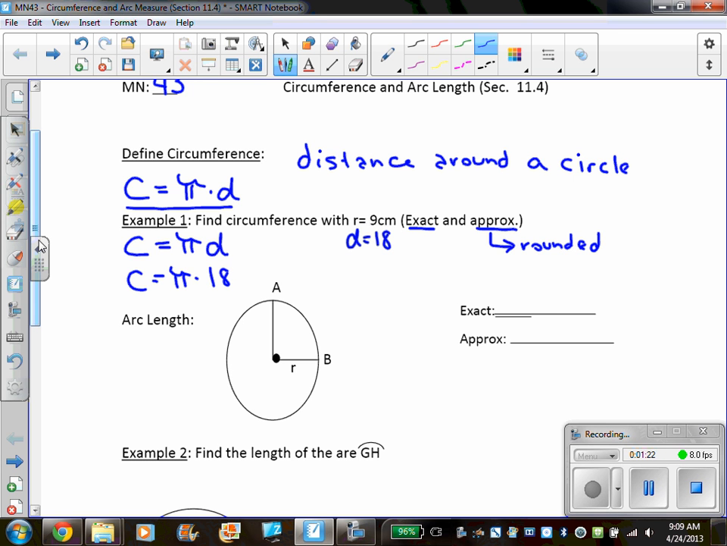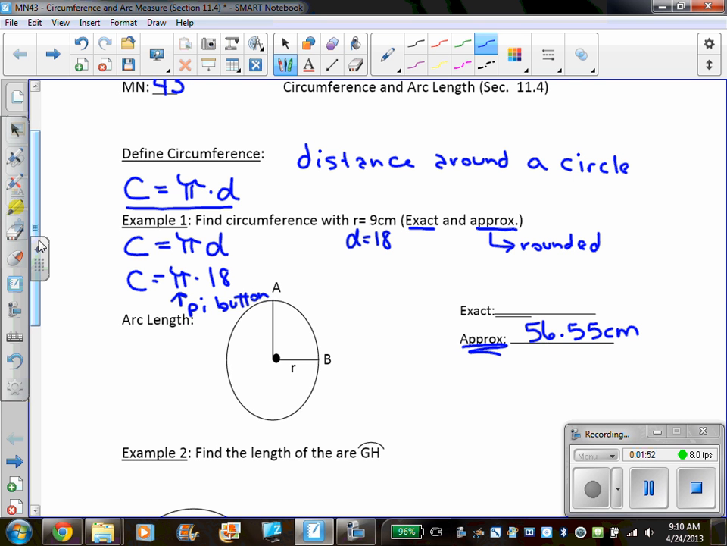In your calculator, please use the pi button. Don't use 3.14. Use the pi button. And when you use the pi button times 18, you'll get 56.55 centimeters. This is the approximate because you had to round it. Anytime you use the pi button, you're going to end up rounding it because pi, of course, is irrational, which goes on forever and ever.